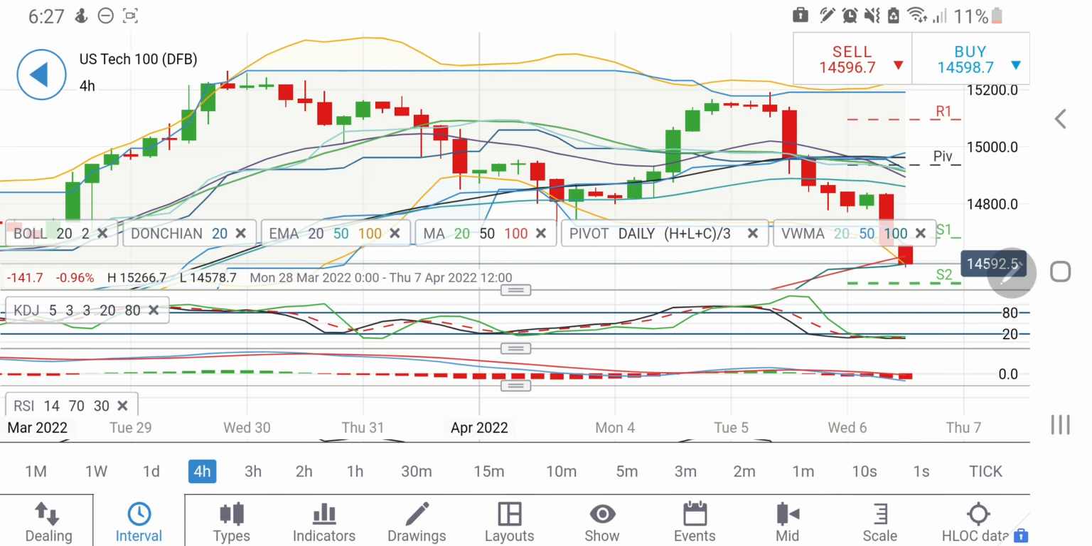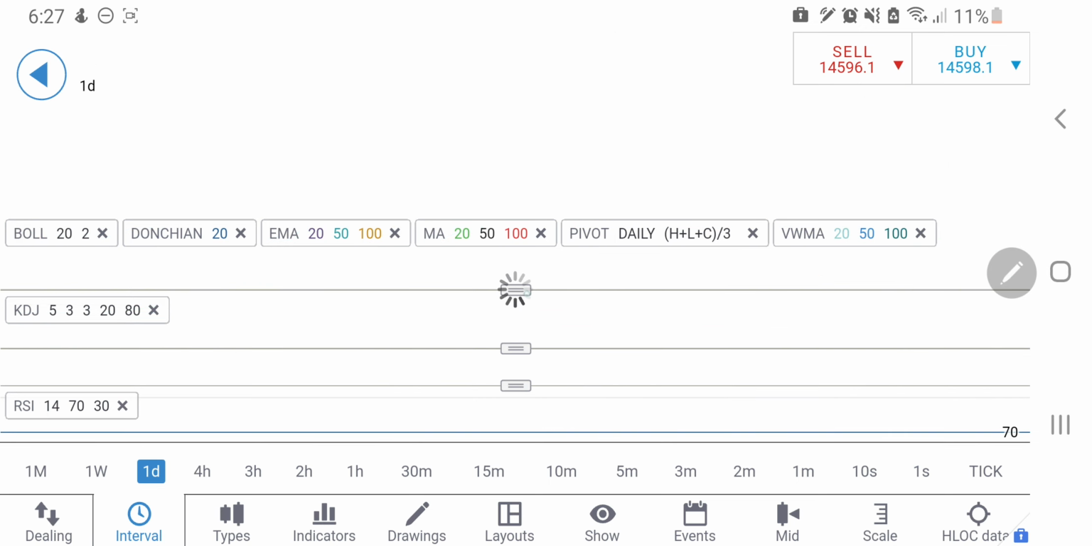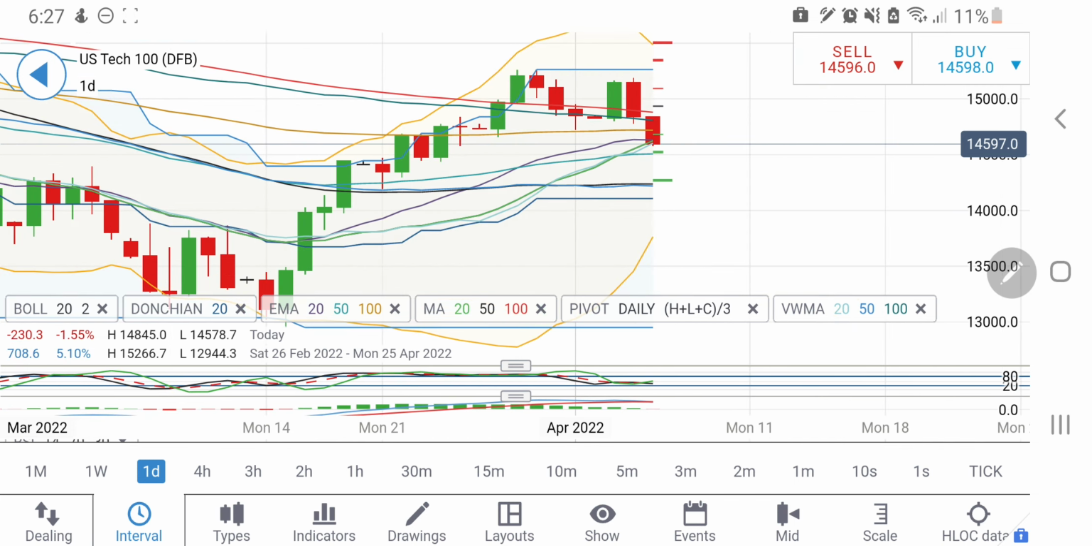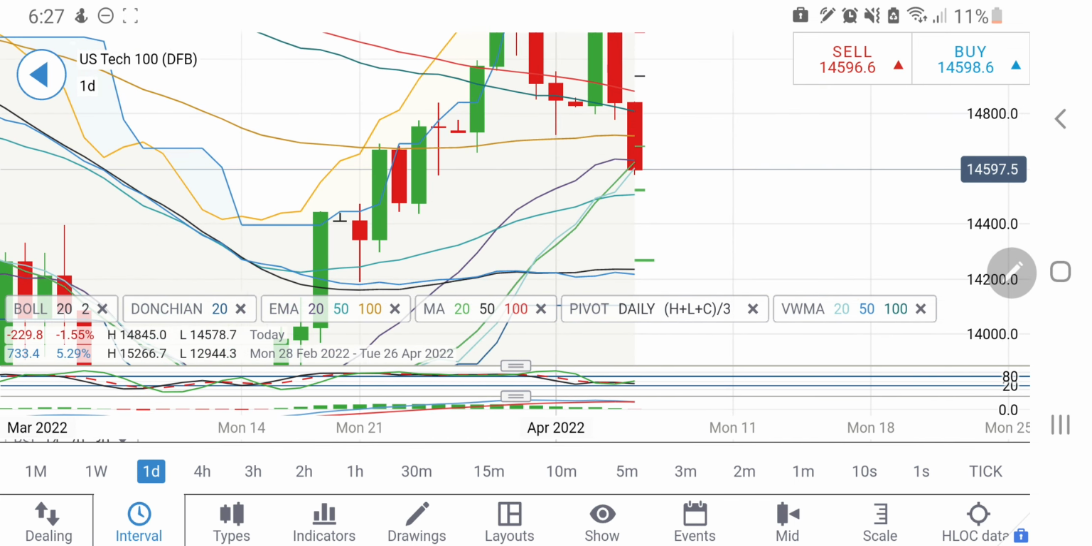Now let's come back to the daily charts. On the daily charts, you can see this is the 20 period moving average, giving a stronger support here at the 14580, 14600 zone. In between these levels, there is a very strong support existing for US100. Breaking 580, you can expect that it is going to hit 14500. At the same time, it has to break 14800 for a complete reversal for the day.